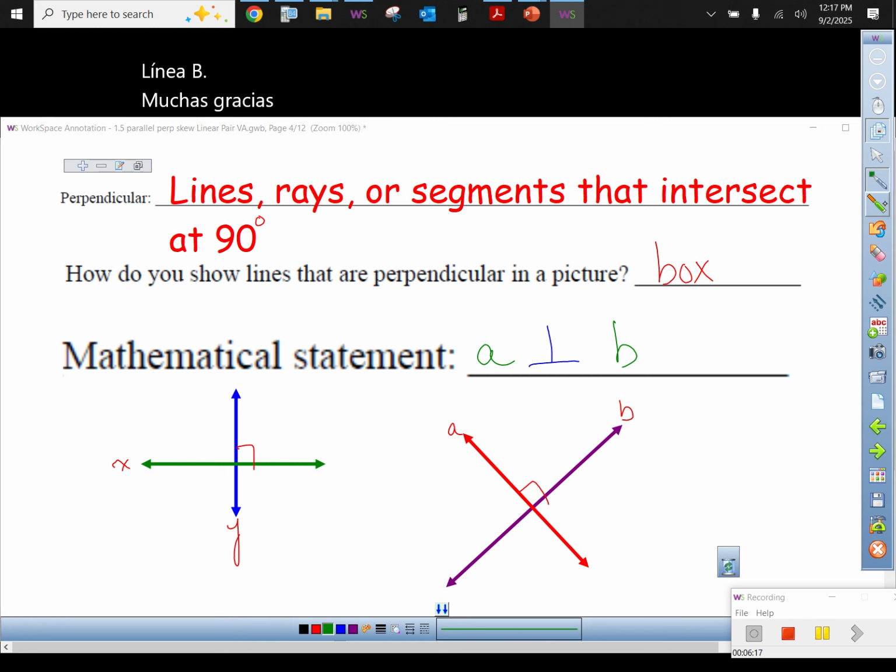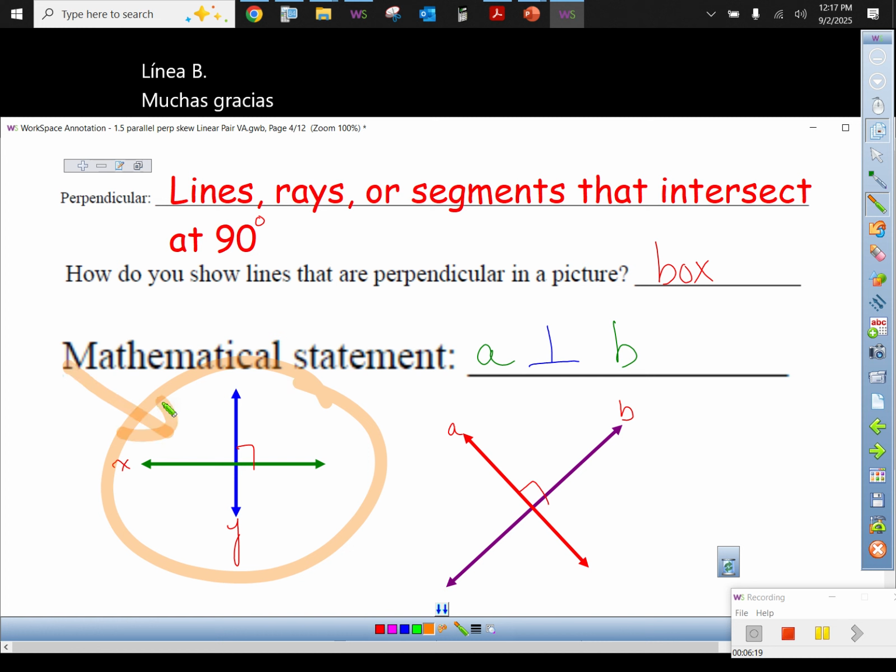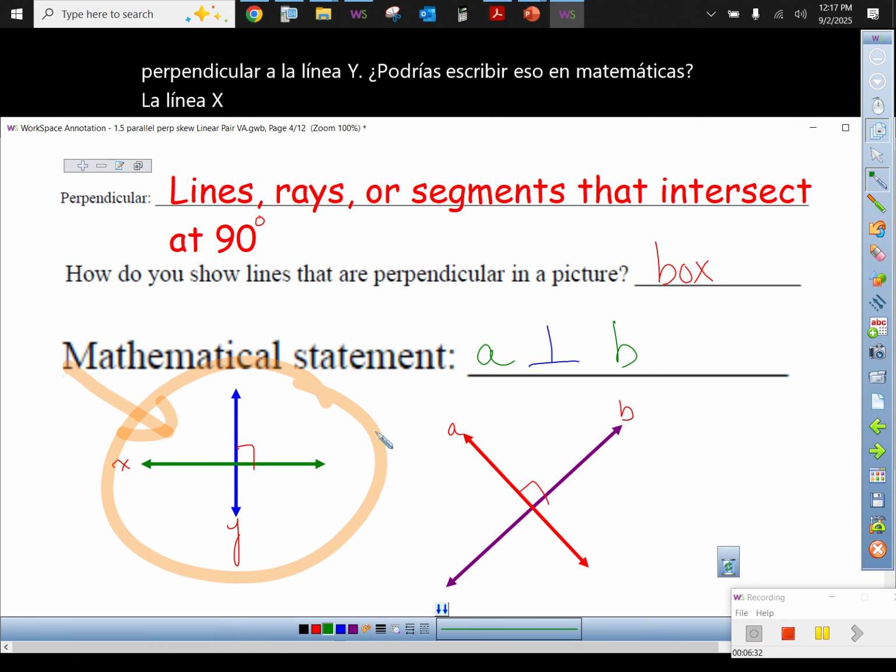Could you do this for me? Somewhere near this picture, could you take my English sentence that I'm about to say and write it in math? Line X is perpendicular to line Y. Could you write that in math? Line X is perpendicular to line Y. I'm going to do that over here. But it should look like this: a lowercase x, an upside down capital T, and a lowercase y. Again, they're supposed to be cursive, but I'm cool that they're lowercase. Is that all right with you? So the upside down capital T means perpendicular.